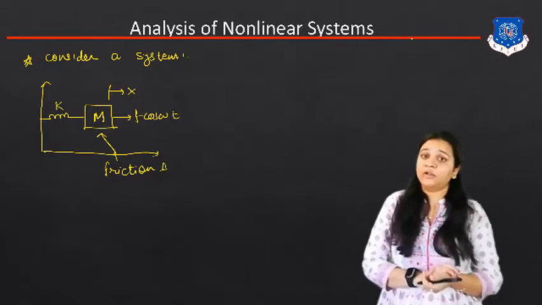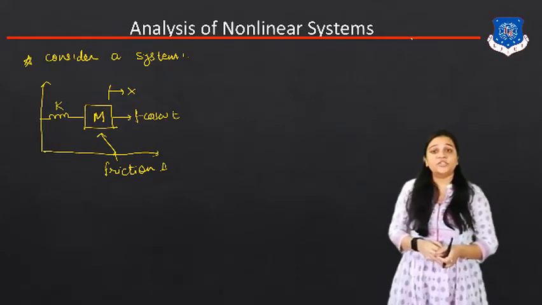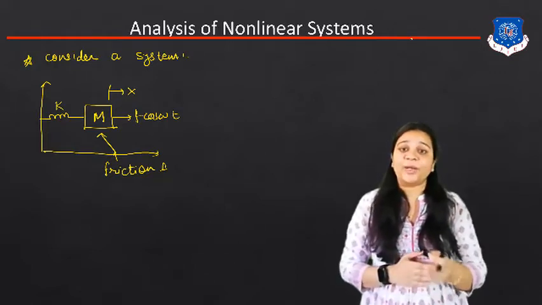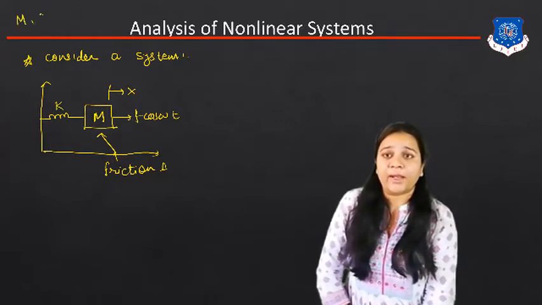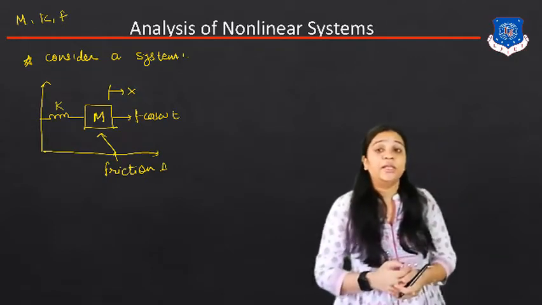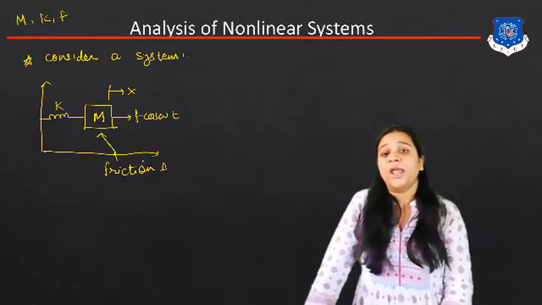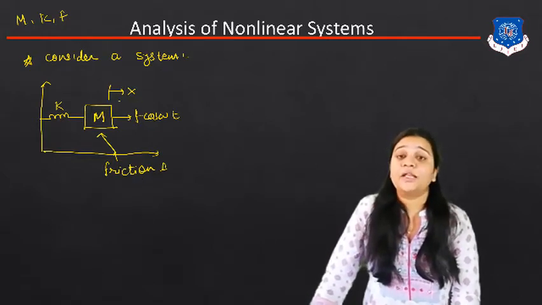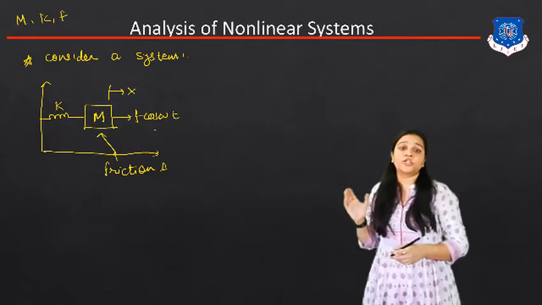For that we have taken one simple example. Here a mechanical system is given, where the mass, spring and damper are the basic elements of this mechanical system that you have to study in control systems. Mass is M, K is the spring constant, and F is our friction or the damper for this particular system, and X is the displacement of the system, and the force applied to the system is F cos omega t.